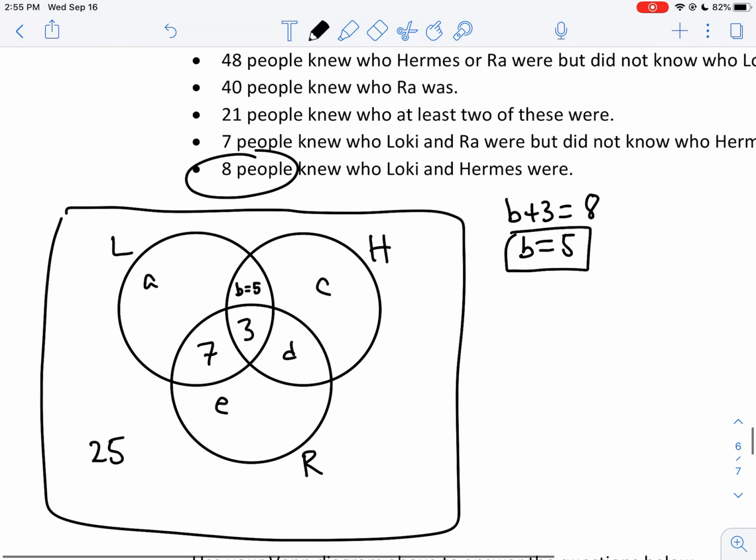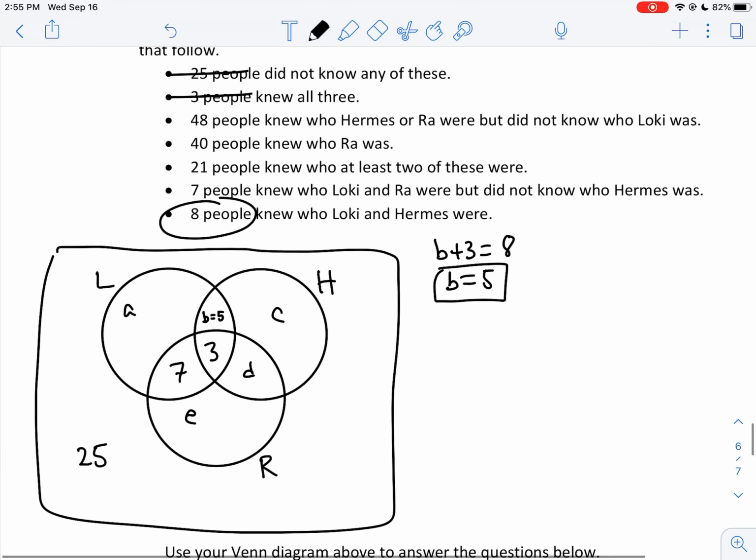B has to be 5. Okay. And that means I've used up this information. I think we're in a position now to do the one who knew at least 2 of the 3, this 21 people knew at least 2 of the 3, because that was those 4 things added together.